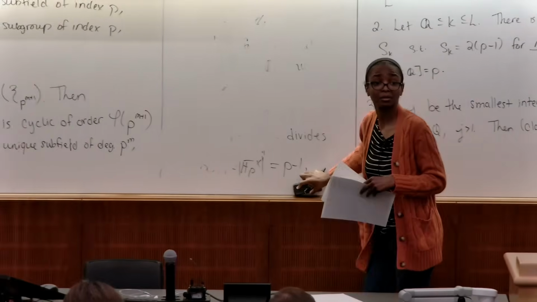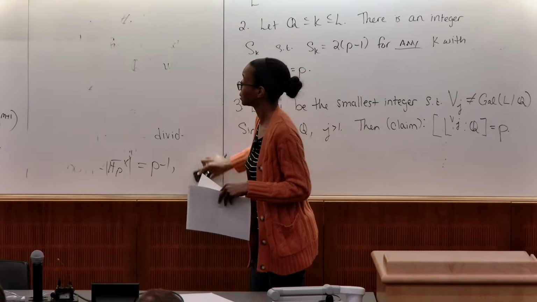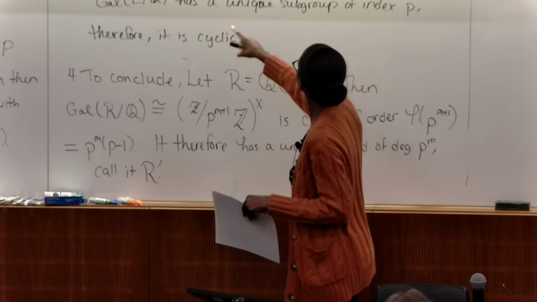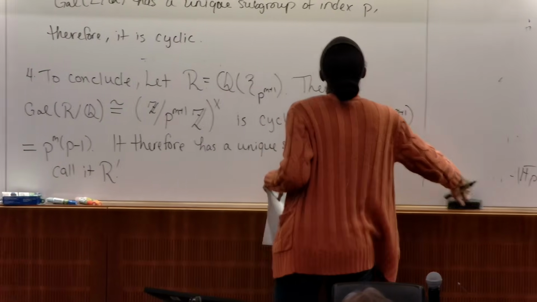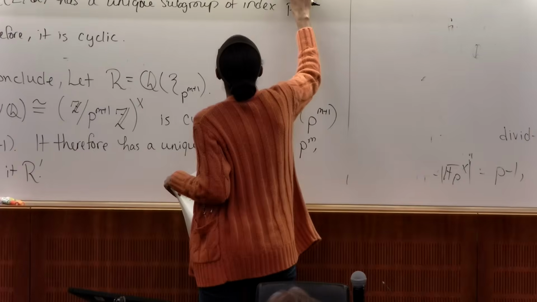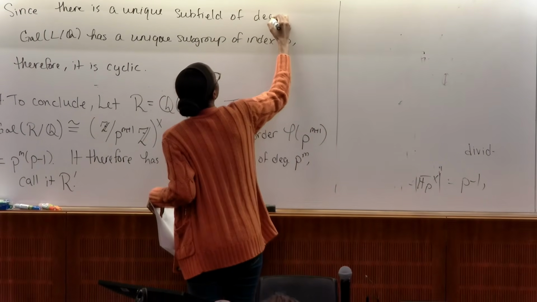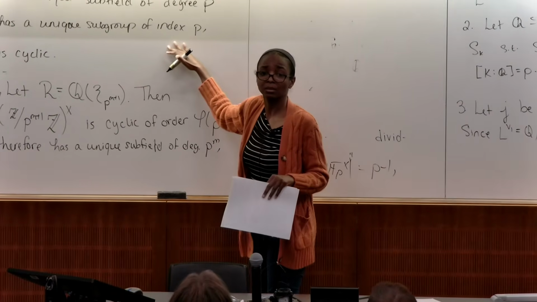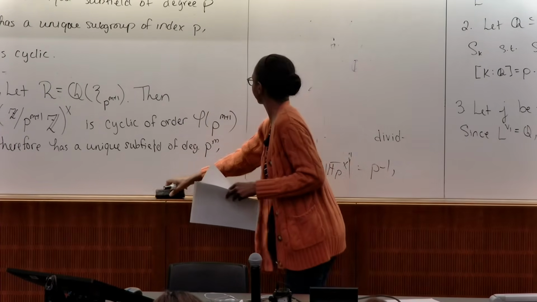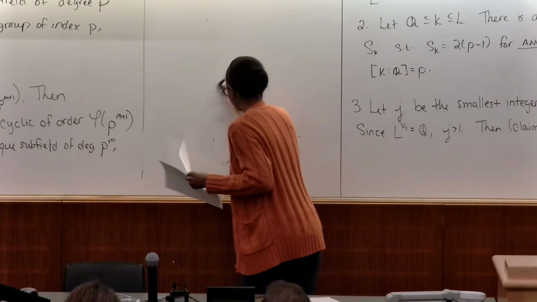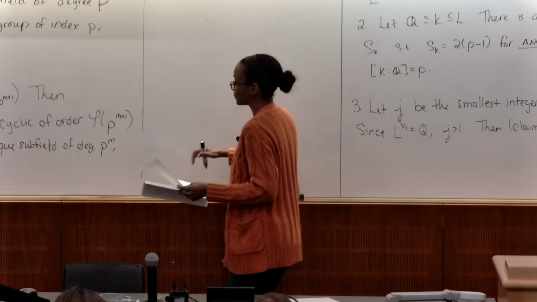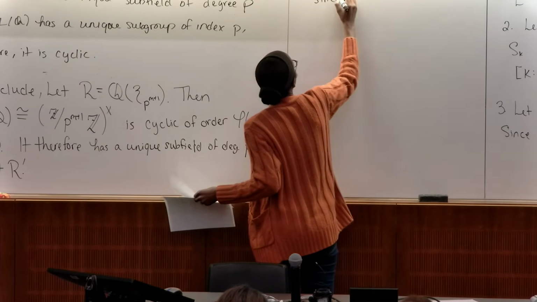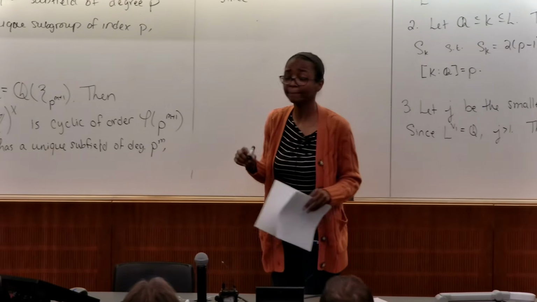Yes? Should that say there is a unique field of degree P over Q, or? Which one? The first sentence there. Yes. Yes. Thank you. Good catch. Unique subfield of degree P, meaning unique subgroup of index P. Thank you. Okay. Since P is the only prime that ramifies in R, it's also the only prime that ramifies in R prime.